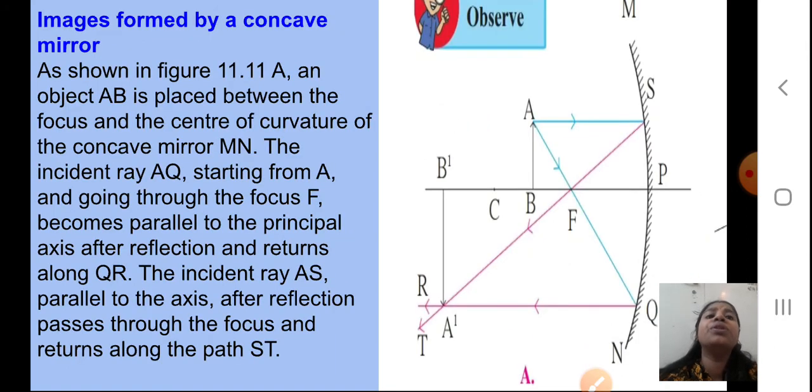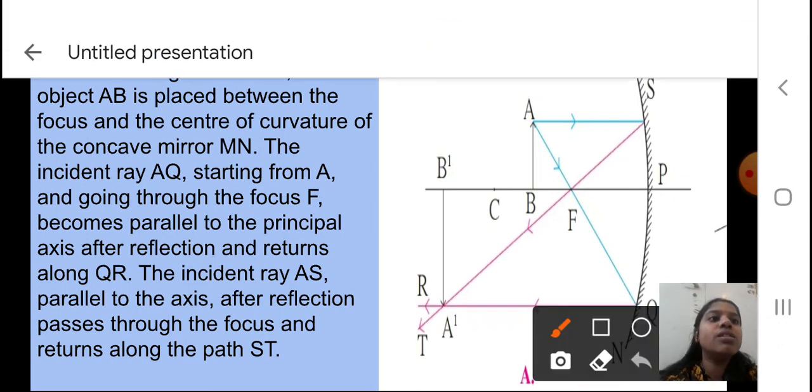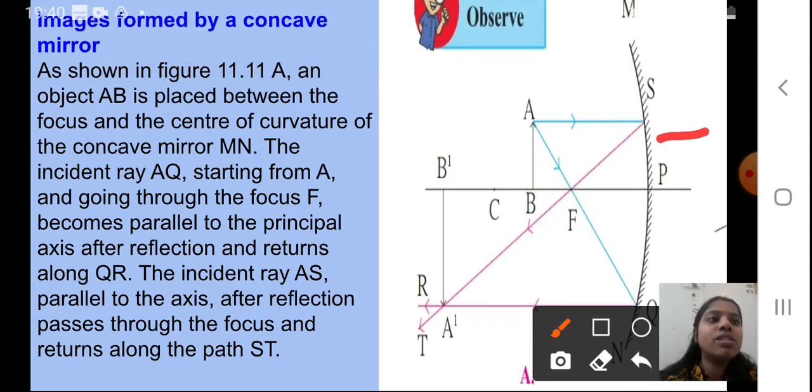Now the next part we are going to study is the images formed by a concave mirror. As shown in figure 11.11a, an object AB is placed between the focus and the center of curvature of the concave mirror MN. You can see C is the center of curvature, F is the focus, and between them AB is your object.